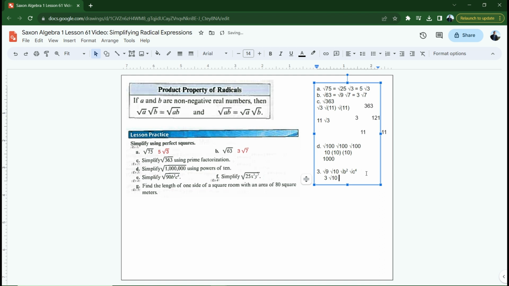But the square root of b squared is just b, and the square root of c to the fourth is c squared. How do I know that? Well, if I took c squared times itself, I get c to the fourth again.